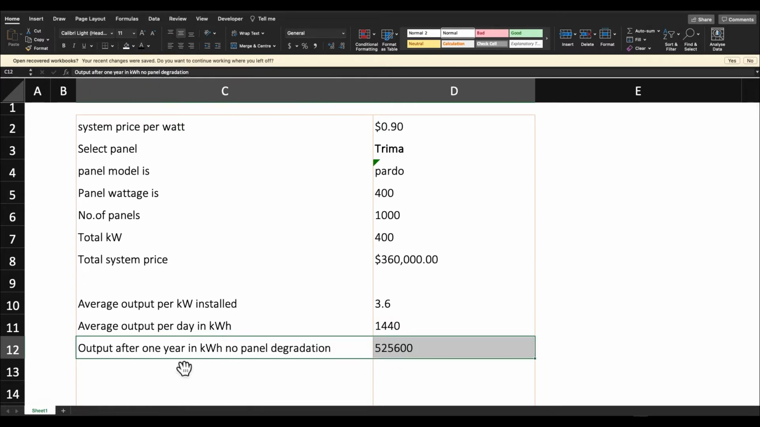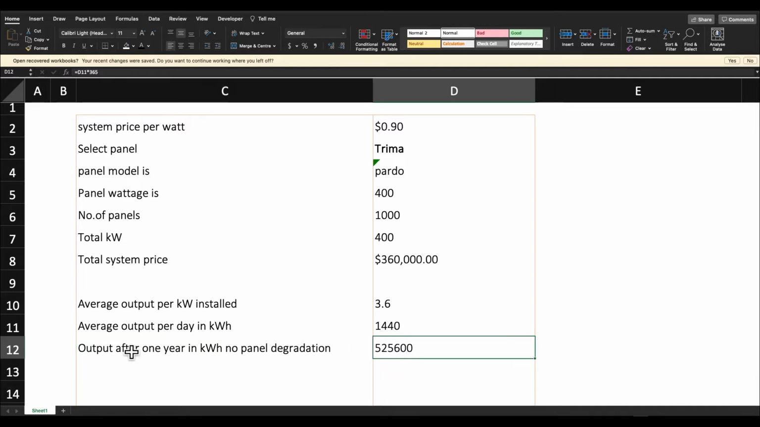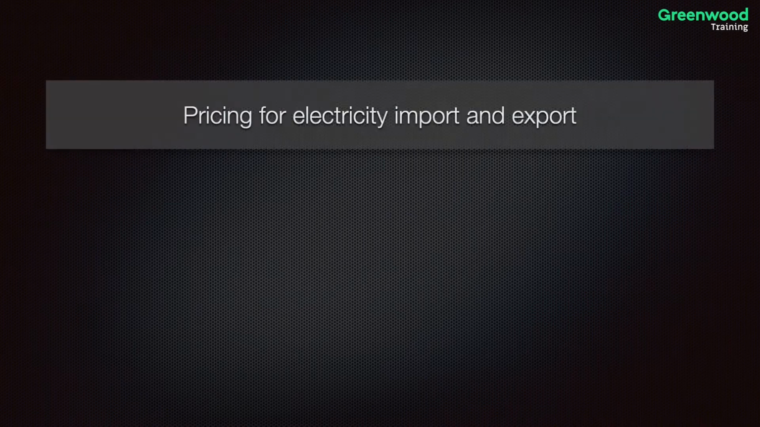The output after 1 year in kilowatt hours, with no panel degradation, is derived from the figure of the average output per day times 365. Now this assumes no panel degradation, but we need this for future calculations. Now you need to set some other parameters here.